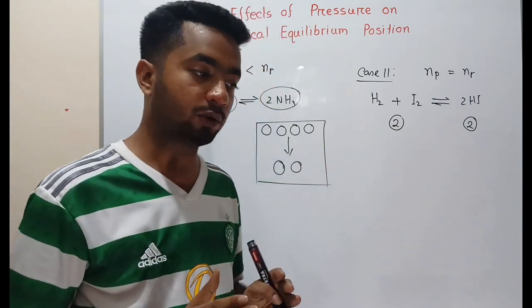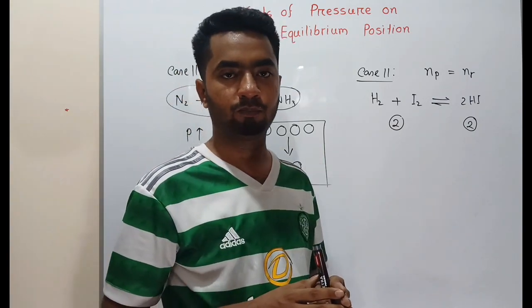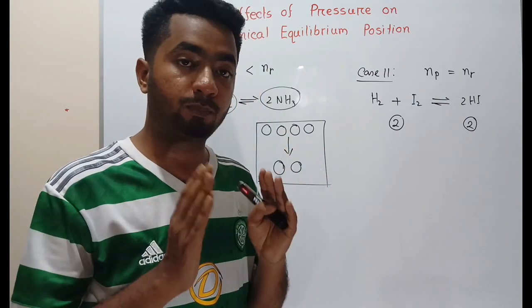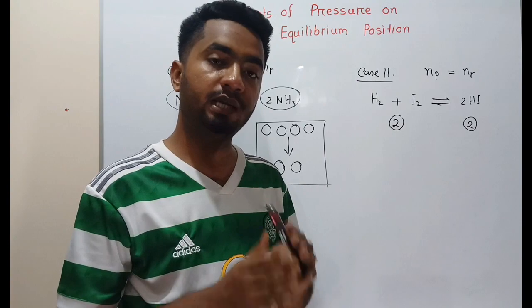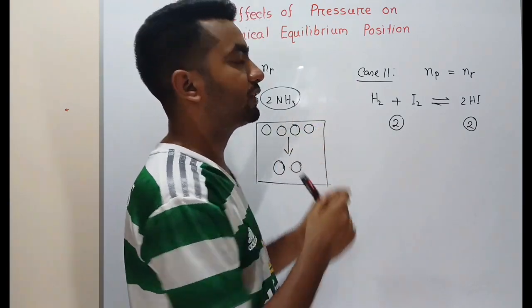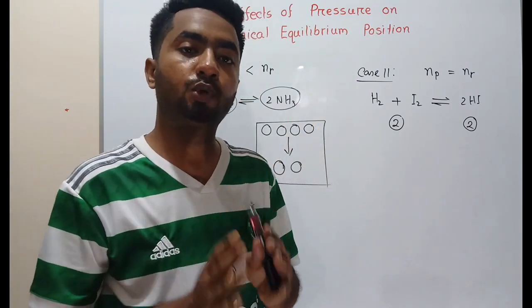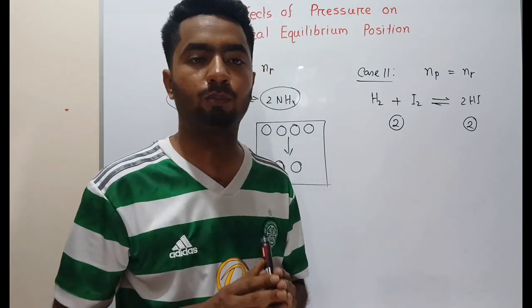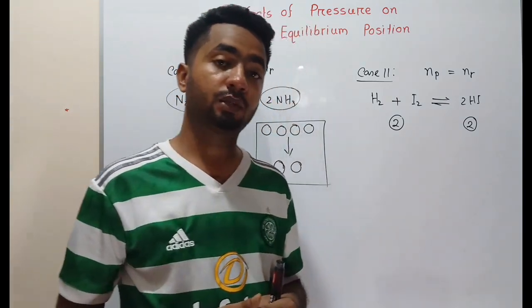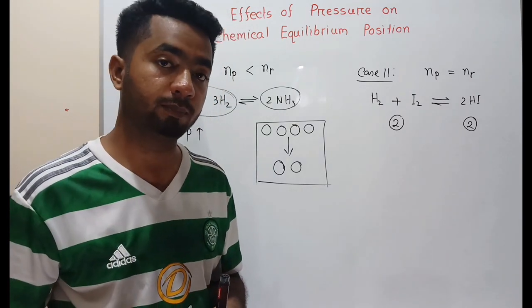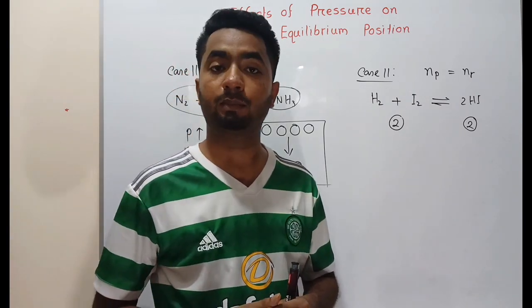So we can say that according to Le Chatelier principle, the position of the chemical equilibrium will remain the same or remain unchanged for the chemical reaction where the number of mole of products is equal to the number of mole of reactants. So this is the explanation for the effects of pressure on chemical equilibrium position for a reversible chemical reaction.